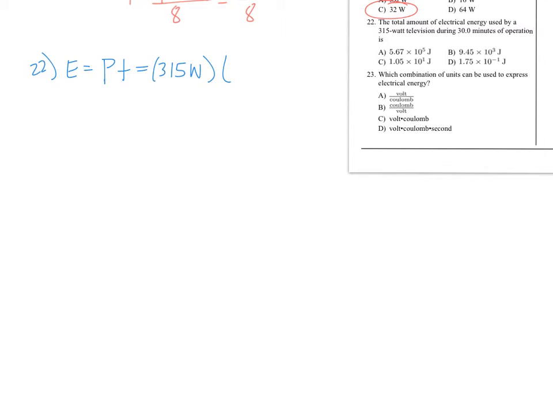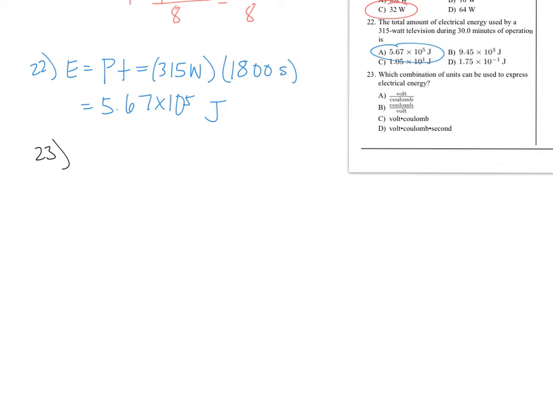30 minutes times 60 seconds should get us about 1800 seconds. 315 times 1800 will give us approximately this number. 5.67 times 10 to the 5th joules. Choice A. Number 23. What combination of units can be used to express electrical energy?